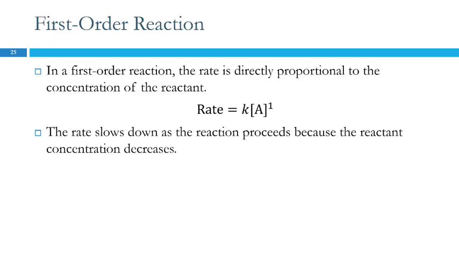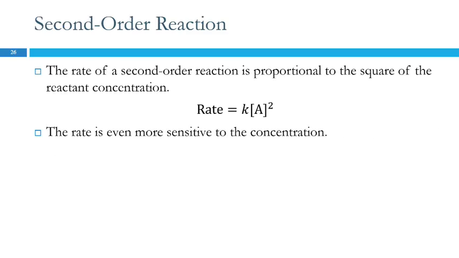First order, the rate is directly proportional. So here we've written the 1 just to emphasize it, but normally we wouldn't write an exponent of 1, right? So here we see that the rate slows down as the reaction goes on because the reactant concentration is decreasing. Second order, we have A squared. Remember, A with brackets around it is the concentration of A in moles per liter. So the rate is equal to some constant times A squared. Here the rate's even more sensitive to concentration.